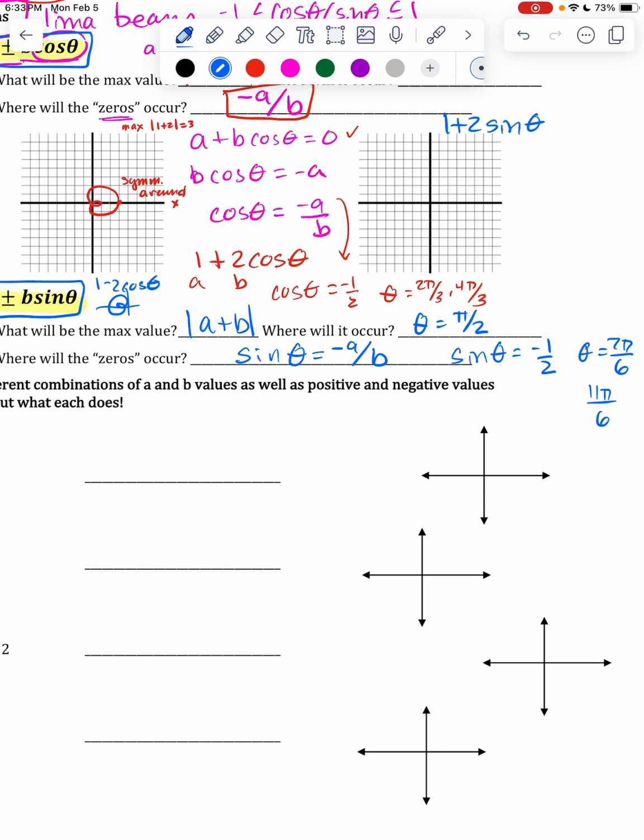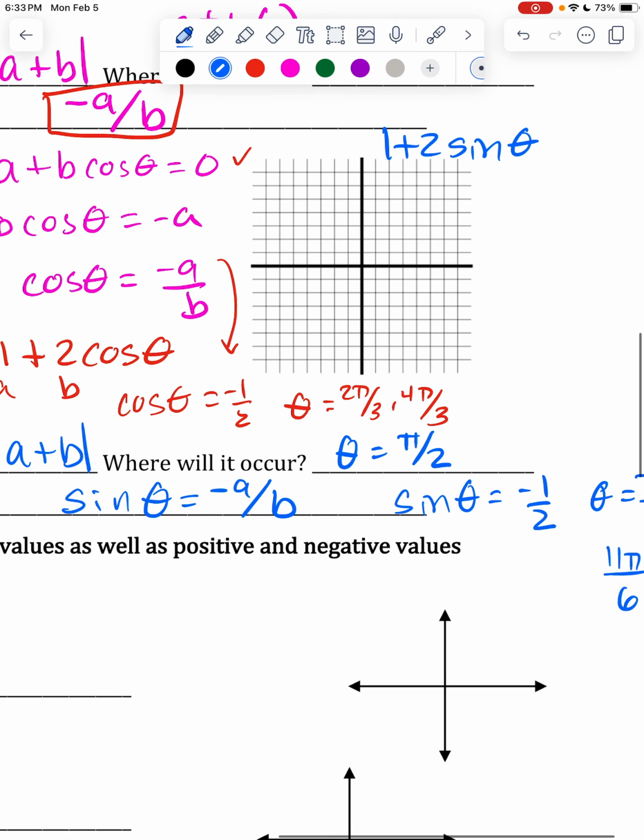So again, we have rectangular, so it'll match what we see on the calculator. So now all you're going to change is you're going to have 1 plus 2 sine theta. Graph that. And not surprisingly, it has a max value of 3 and it comes down and loops around. It is facing up.